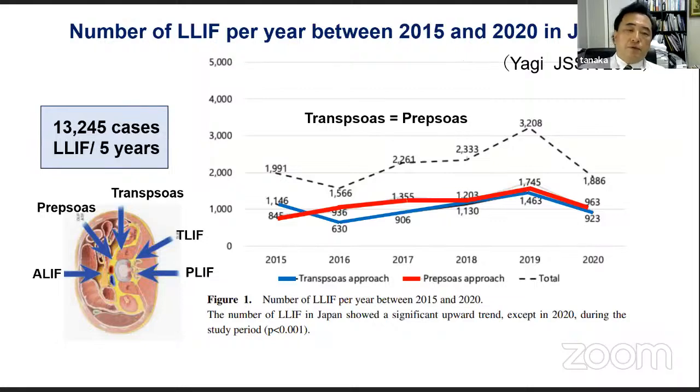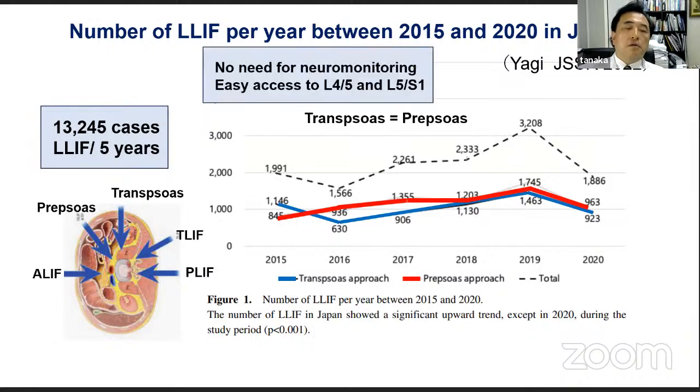This is another paper from Japan. Between 2015 and 2020, transpsoas approach and prepsoas approach are almost equal. It's mainly because for oblique approach, there is no need for neuromonitoring. And also, if you use OLIF technique, you can access L4-5 very easily, and also L5-S1 as well.